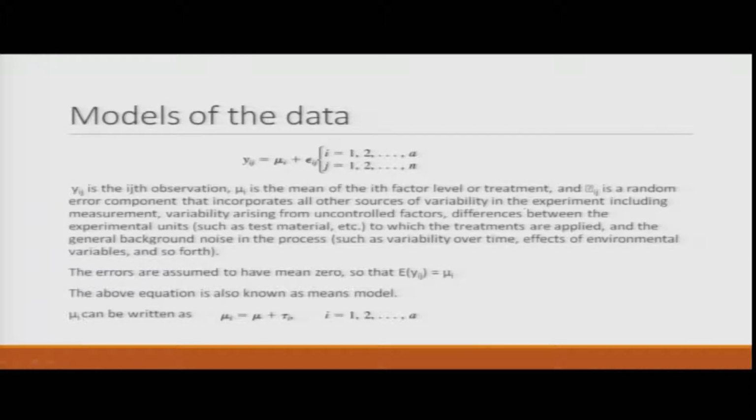The errors have certain assumptions: the errors are assumed to have a mean value of 0. Hence the expected value of this one, which I am going to circle now, this average value would be mu i as rightly mentioned, and moreover the errors have an expected value of 0, so that will not come. The above equation is known as the means model, and the mu value can be written as an average mean value with some tau i corresponding to, say for example, the h.